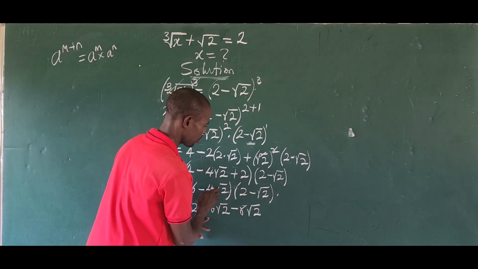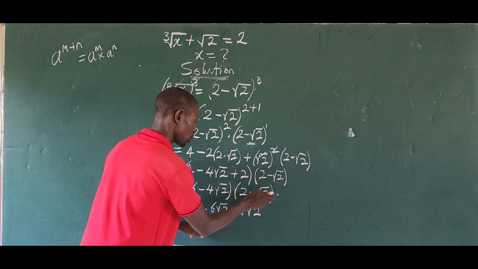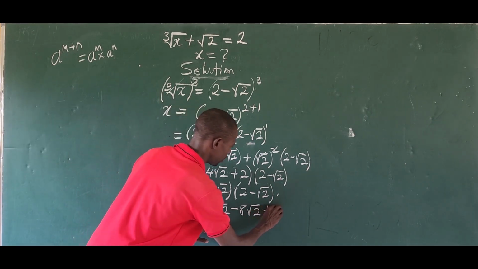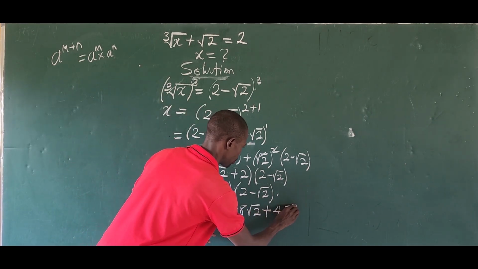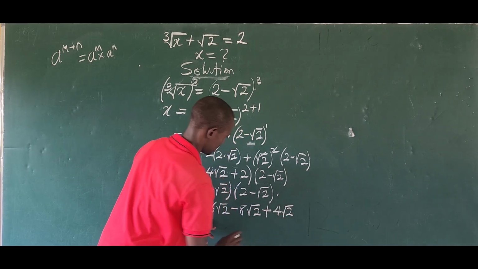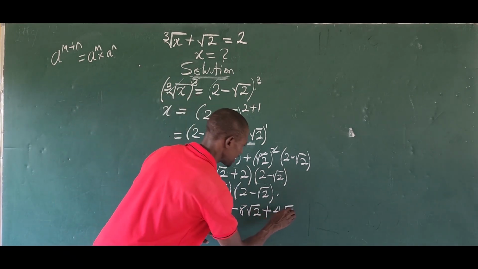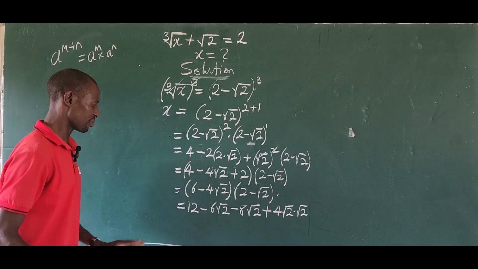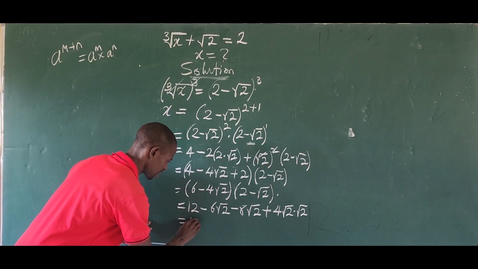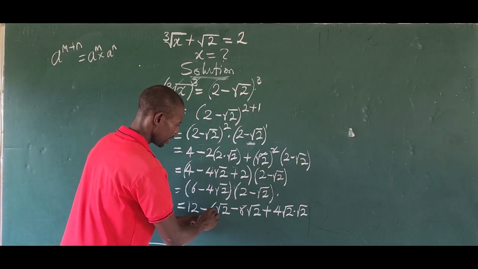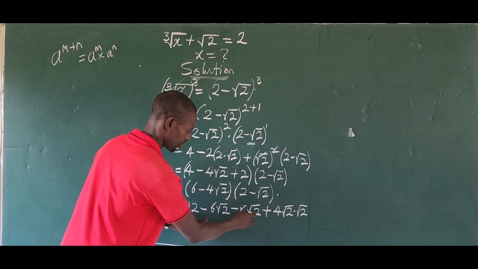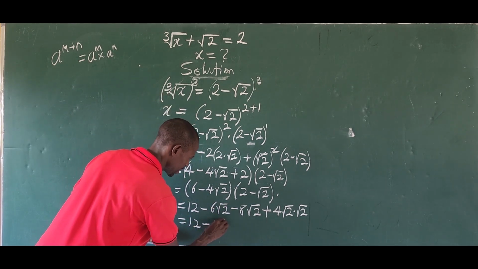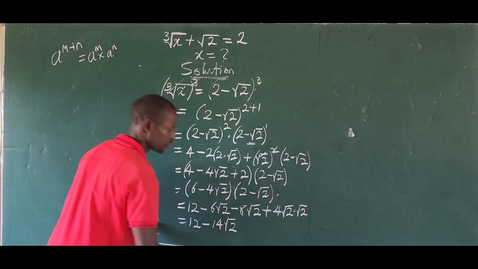Then minus 4 root 2 times minus root 2 will give us plus 4 root 2, right? Yes, minus 4 root 2, then times root 2. All right, so let's go gradually. So this is going to give us our 12. We can simplify this expression here. If we do that, this is going to give us minus 14 root 2.